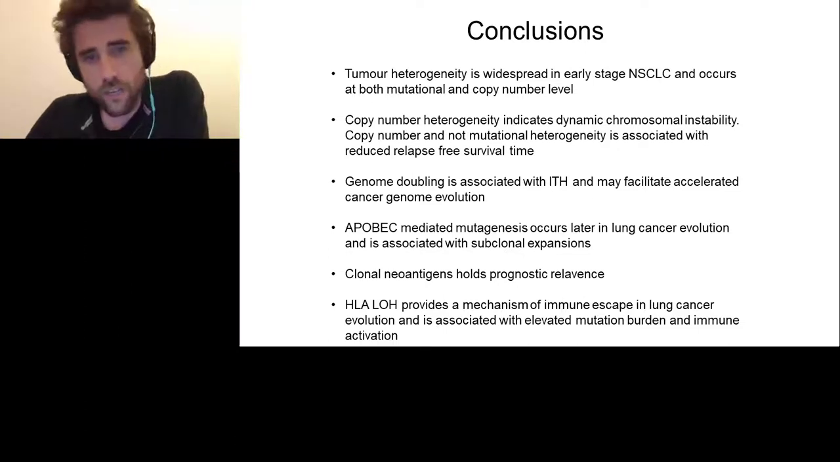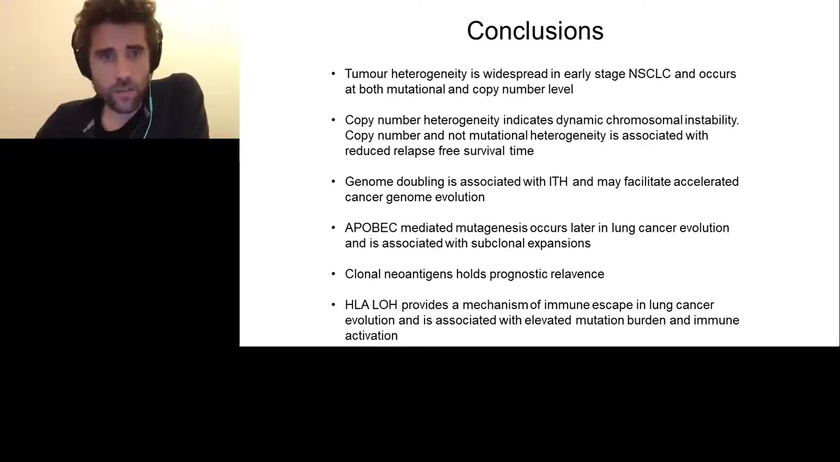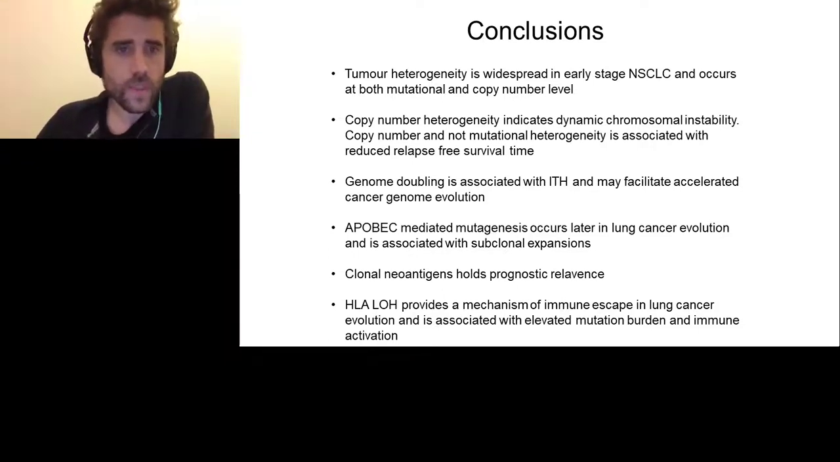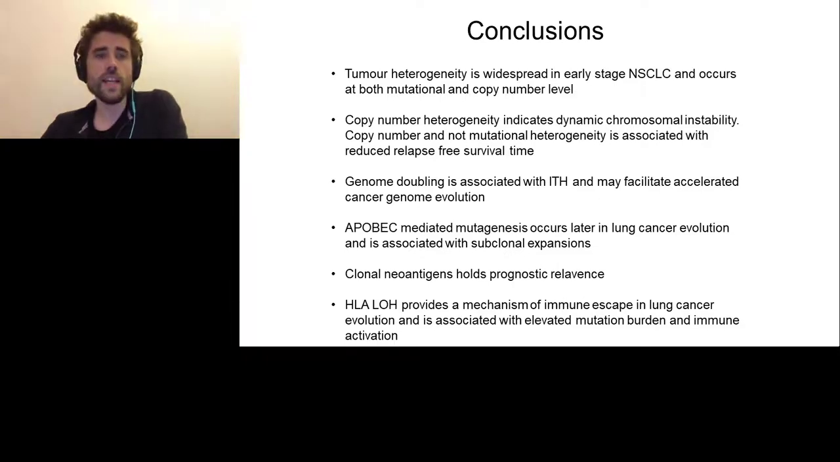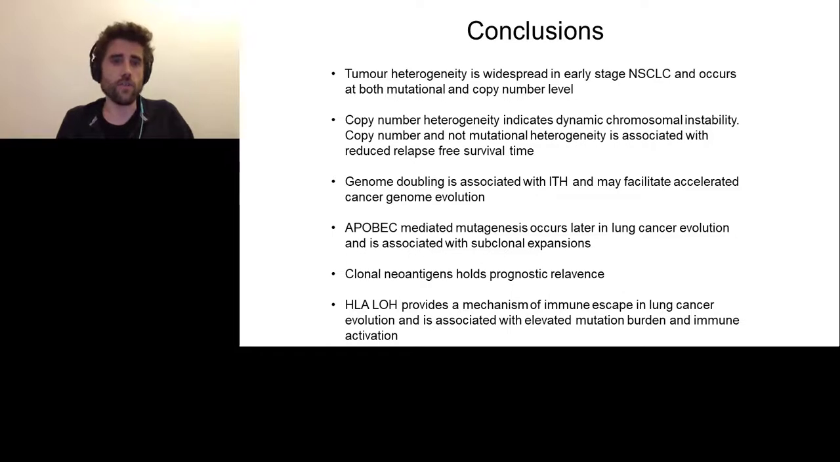And we think this copy number heterogeneity indicates dynamic chromosomal instability. And it's the copy number and not the mutational heterogeneity, interestingly, that is associated with reduced relapse-free survival time. And in addition, one thing we see very frequently in these tumours is a whole genome doubling event. We see this is associated with intra-tumour heterogeneity, and we think this may facilitate cancer genome evolution.